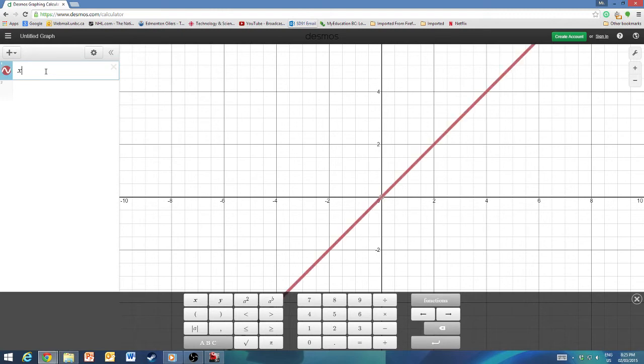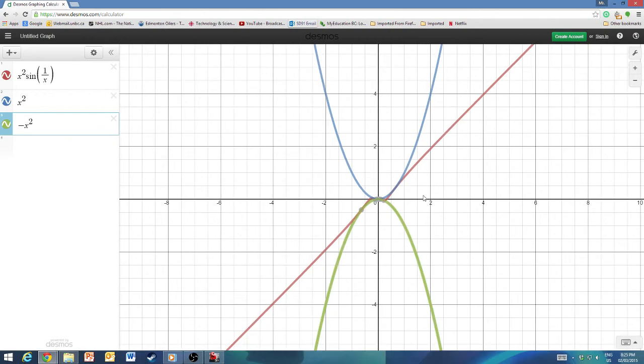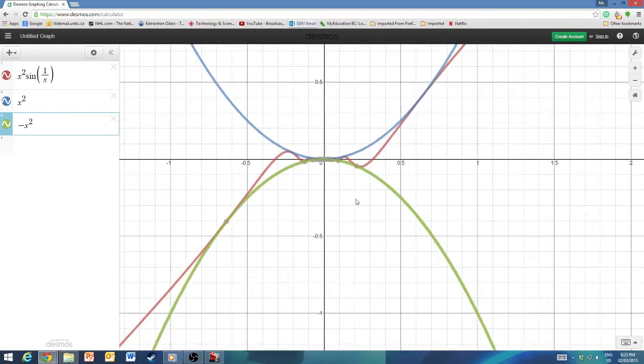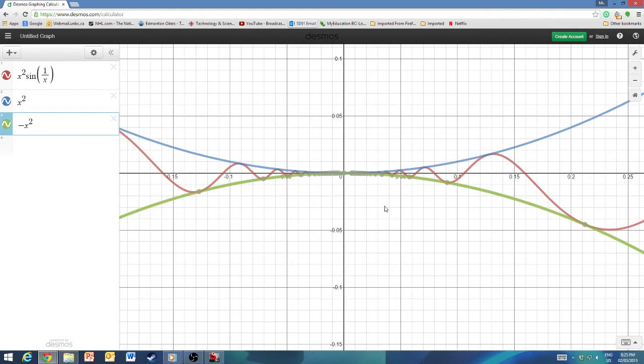So let us graph x squared times sine 1 over x. Okay, then I'm going to graph x squared and negative x squared. Alright, so it doesn't look like much right now, but let's zoom in. Zoom in. There you go.